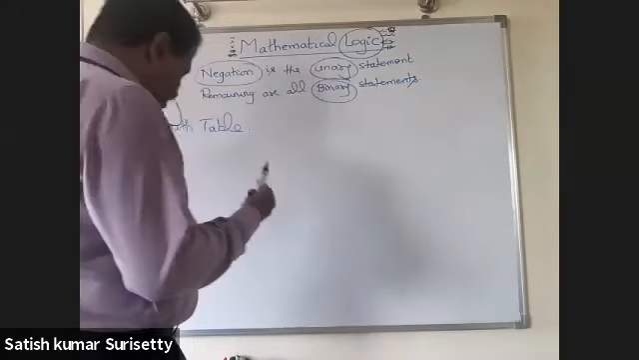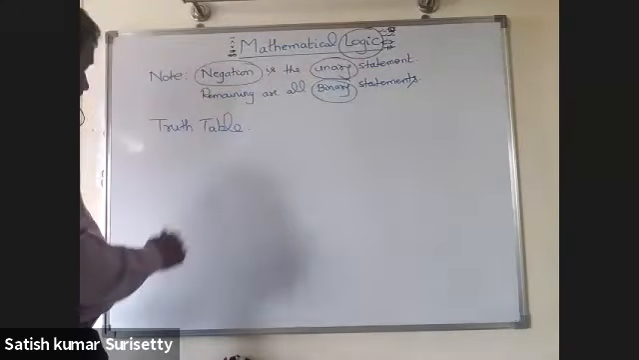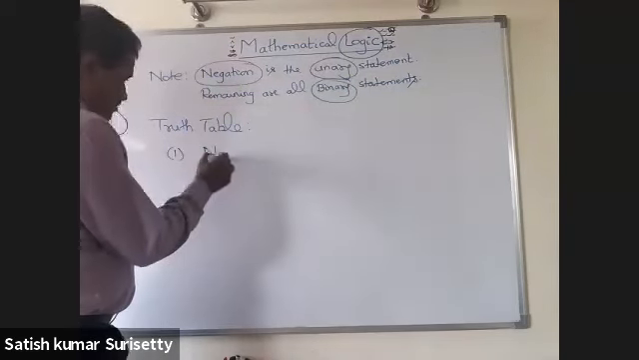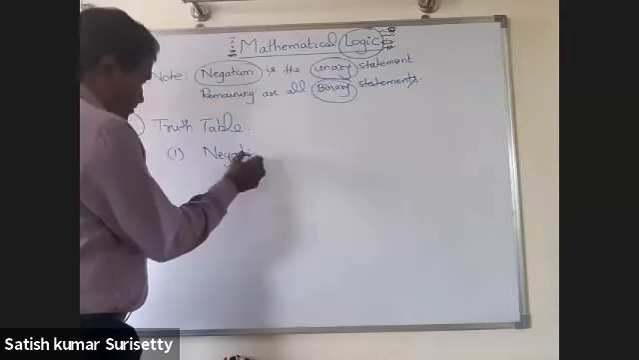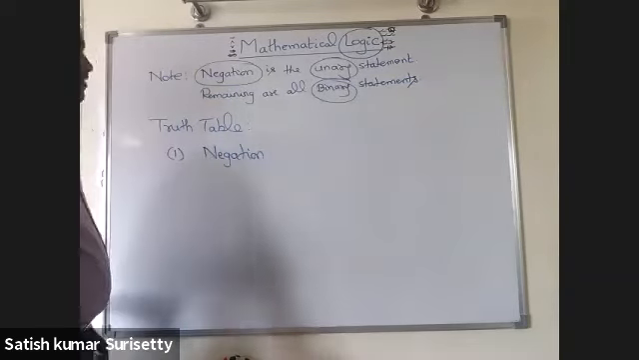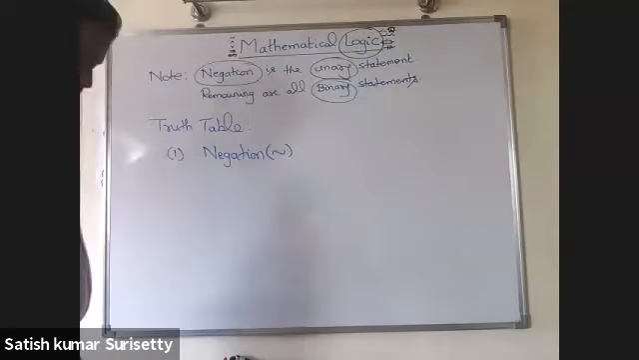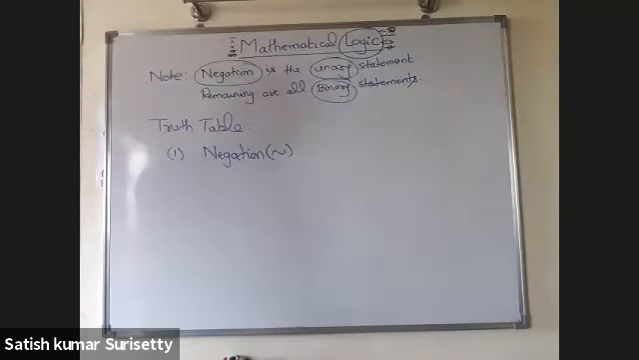Now, let us discuss the compound statements one by one. Number one, negation. Write the symbol in brackets also. But what is another name for negation that I gave you? Denial.